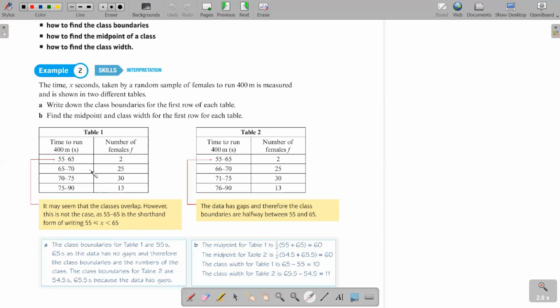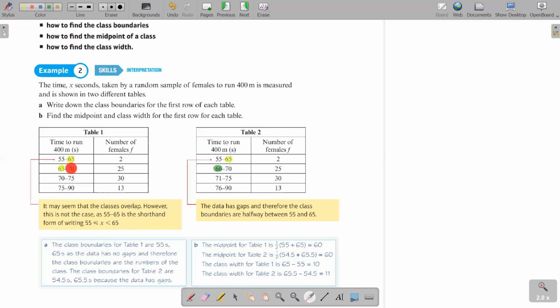Now in the first table, can you see what's the difference between the 2 tables? The first table, the boundaries are from 55 to 65. The next one, 65 to 70, 70 to 75. You can see the place where the first interval ends, the second row starts with that exact same value. Look at the second table, and do you see a difference? In the first table, you end with 65, you start with 65. In the second table, you end with 65 and you start with 66. So there is a slight difference here, right?